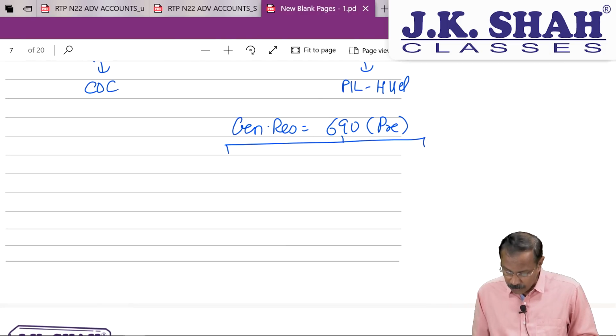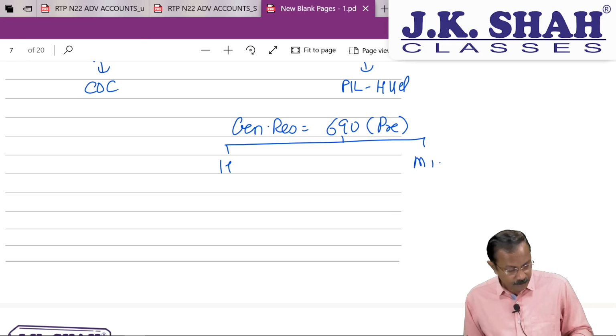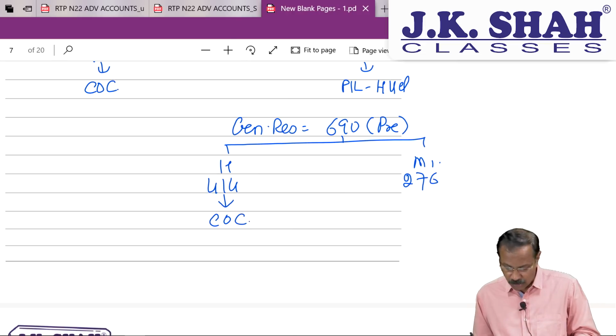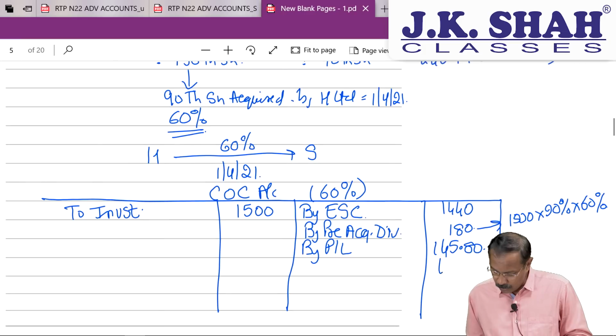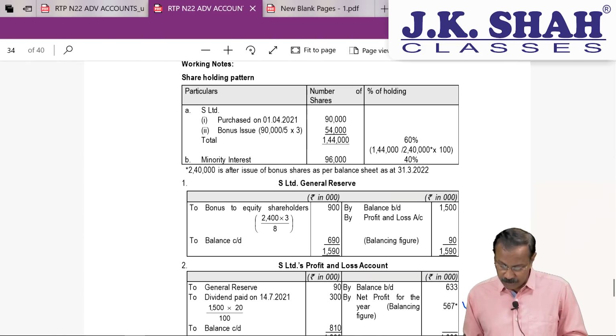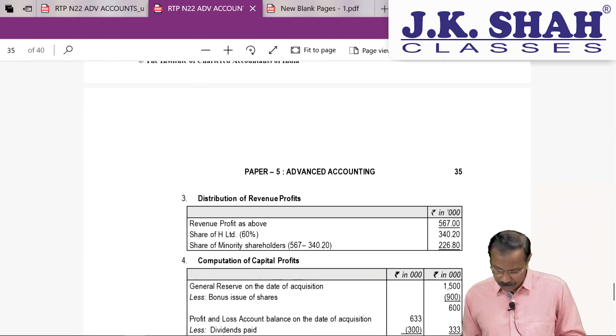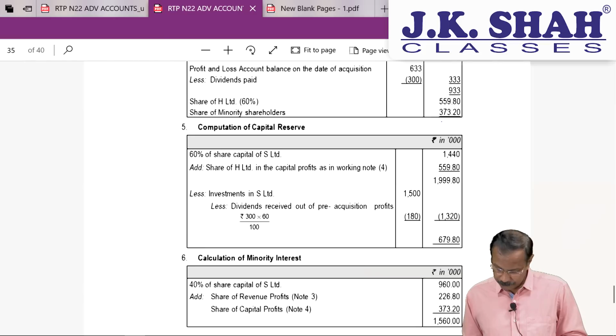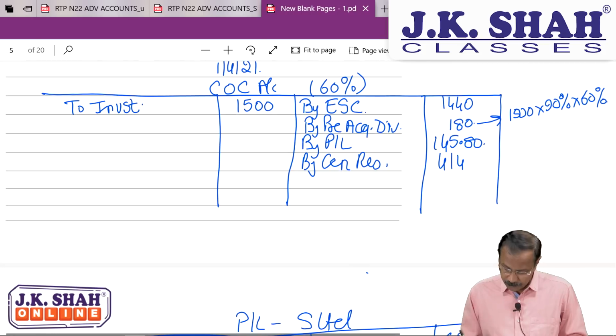Simply two parts. Holding MI. 690 into 60%. 414, 276. This 414 will go to my cost of control. 414 by general reserve. If you check now, you'll get the goodwill or capital reserve. See, 679.8. Let's find out.